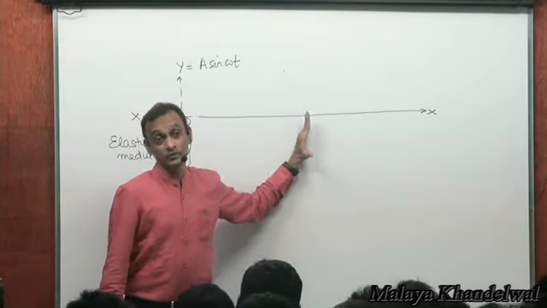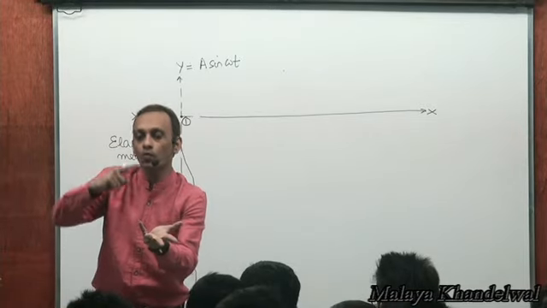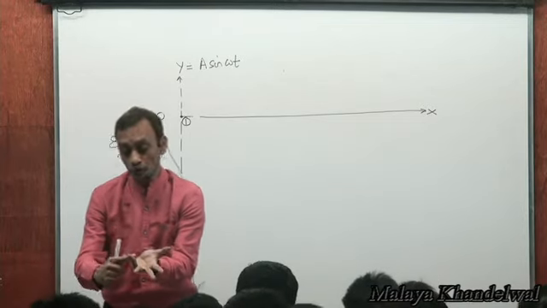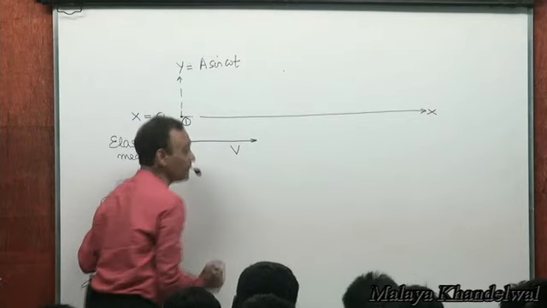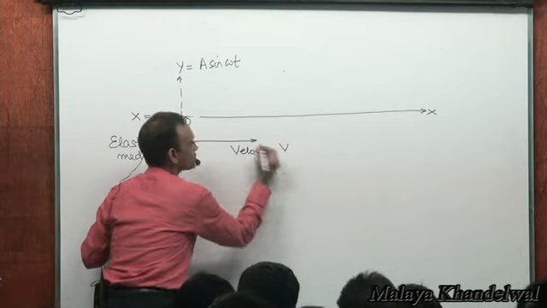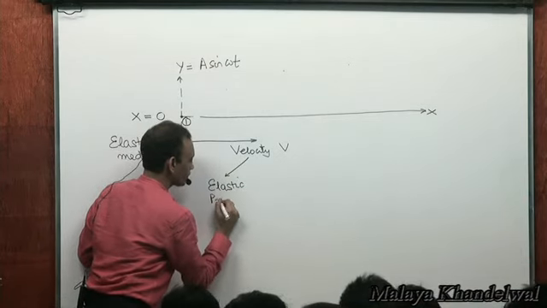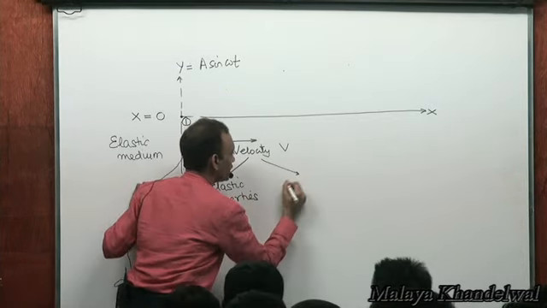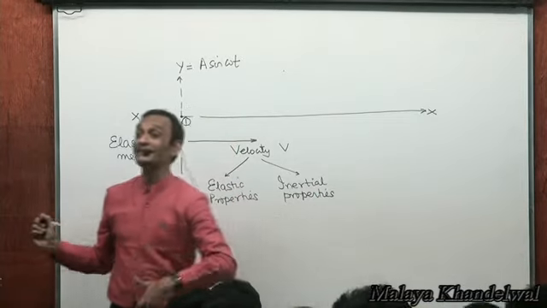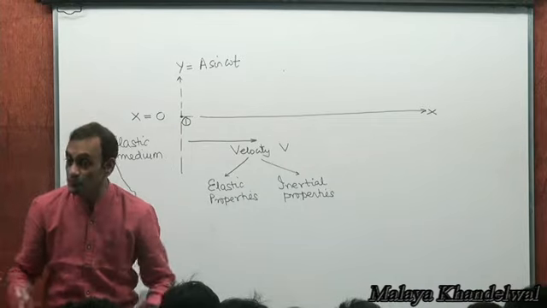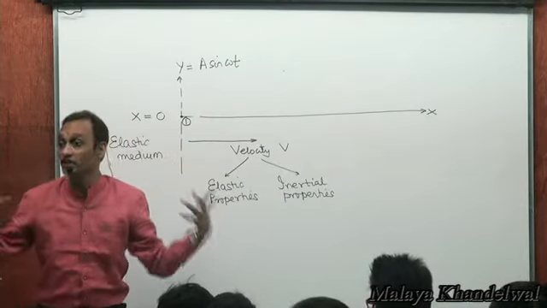So this disturbance travels through the medium along the x direction with a velocity which depends on the medium properties. What kind of medium properties? Two kinds. One, the elastic properties of the medium. Two, the inertial properties of the medium. Inertial properties means, for example, density of the medium or mass per unit length, etc. So the velocity v with which the disturbance travels is called the wave velocity.